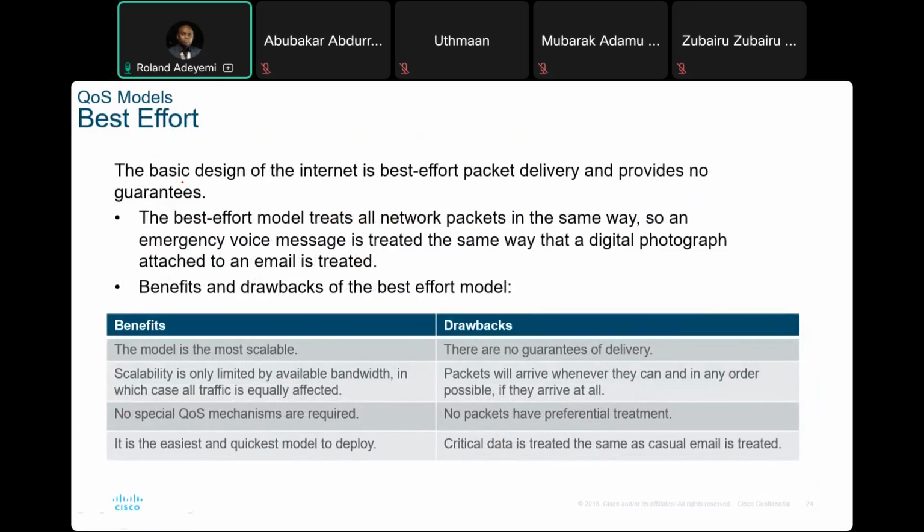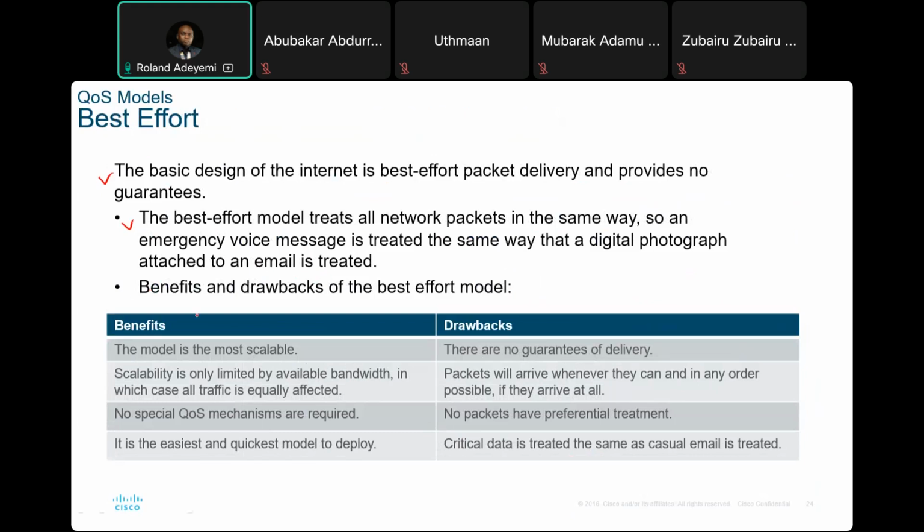Okay, so still talking about best effort. The basic design of the internet is best effort packet delivery and provides no guarantee. The best effort model treats all network packets in the same way. So an emergency voice message is treated the same way that a digital photograph attached to an email is treated.